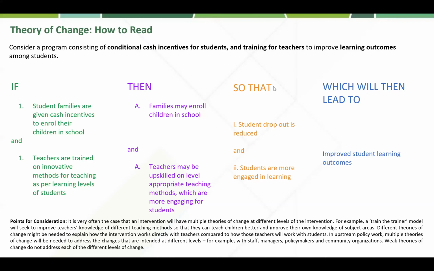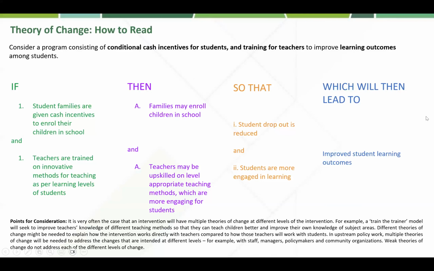Okay, so as I mentioned, this is how you really need to read the theory of change: if, then, so that, which will lead to this. In a sense, if I do this, then these things will happen. If these things happen, then so that, maybe there is a reduction, and that reduction may improve the learning outcome. Let me use another example.